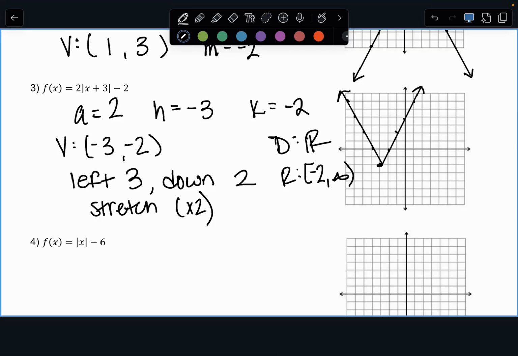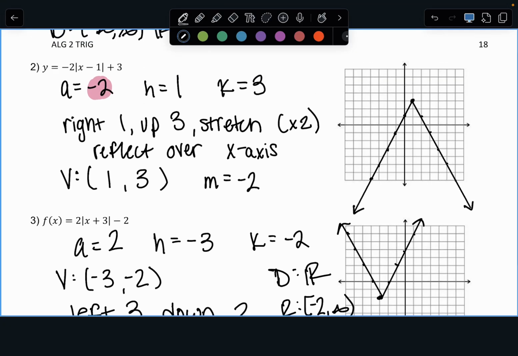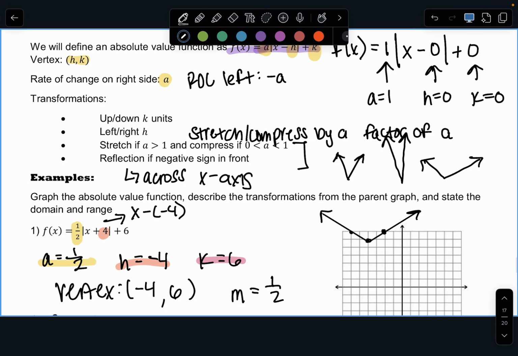Wait, the one before that, we wrote down reflect over x. Uh-huh. Why? Because of this negative sign right here. That reflects us. That's coming from your 4th bullet point here. We reflect if there's a negative sign in front.